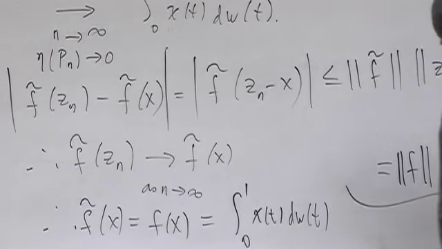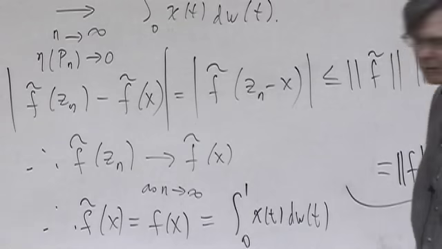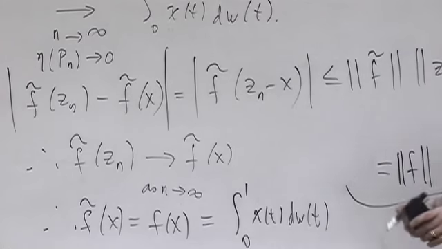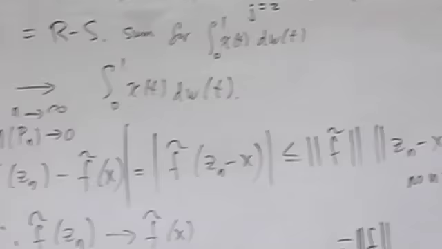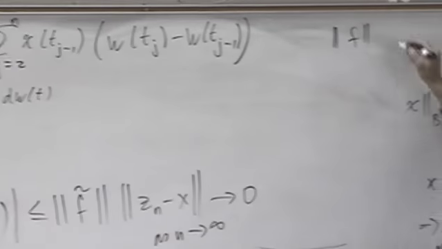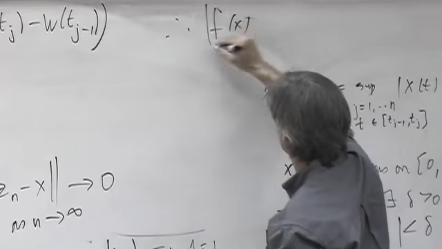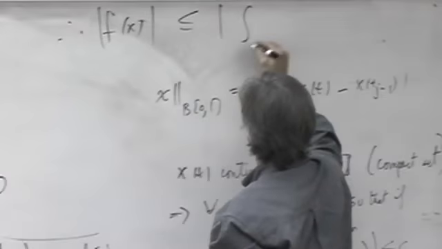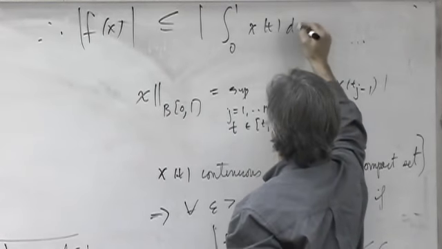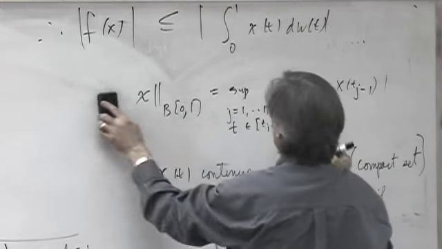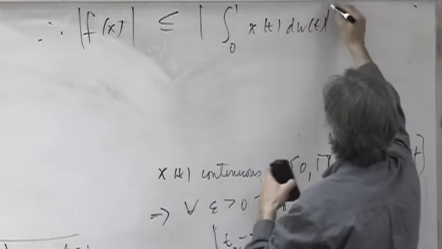And that's the representation. Finally, you want to show that the norm of f is less than or equal to the variation of w. We already saw the other inequality, but that follows immediately from the definition of the Riemann-Stieltjes integral. The norm of f, which is the same as the norm of f tilde, let's put f of x in absolute value. Therefore, absolute value f of x is less or equal to integral absolute value x of t dw of t.